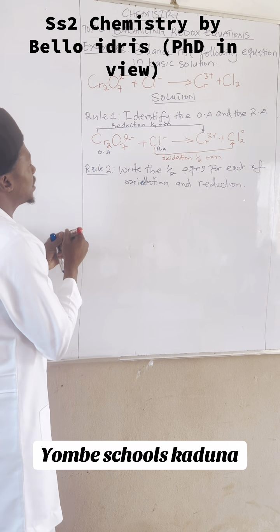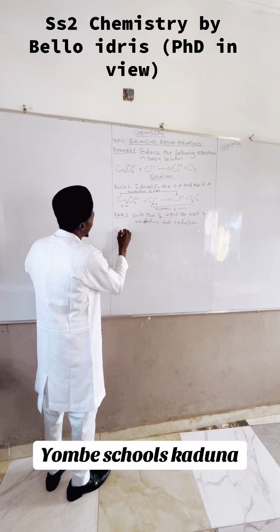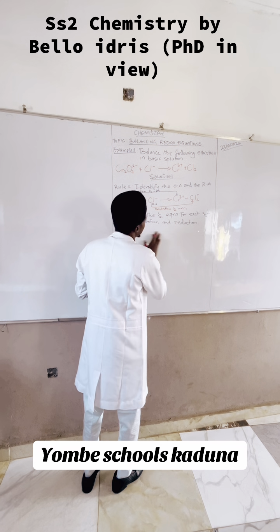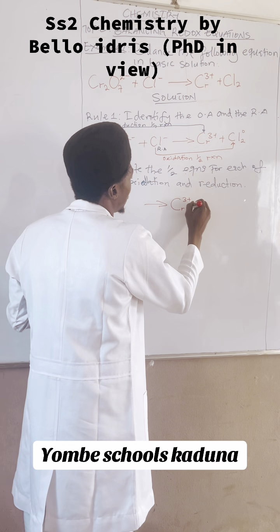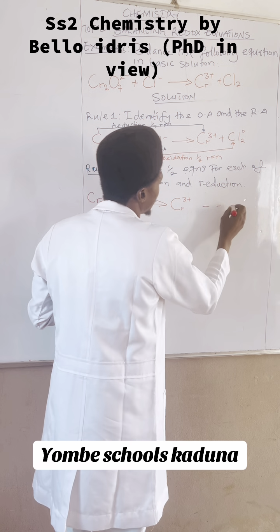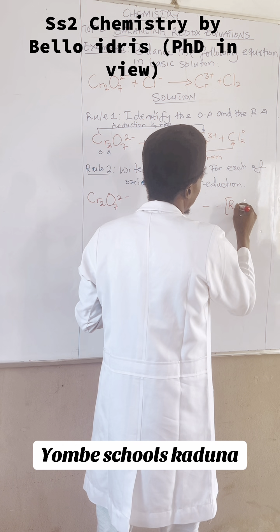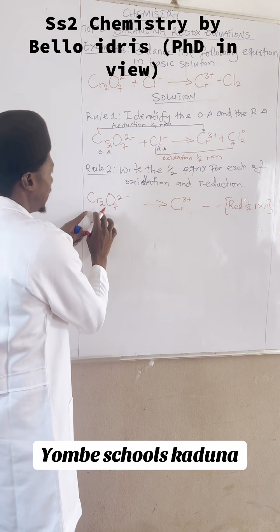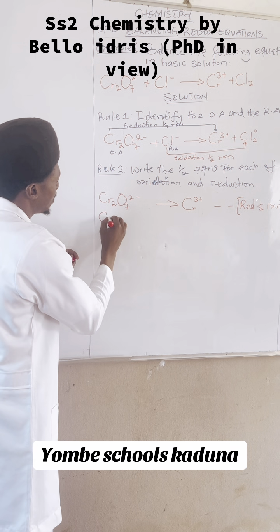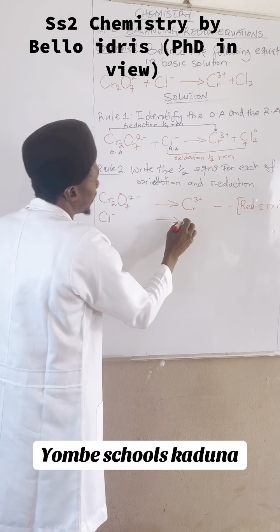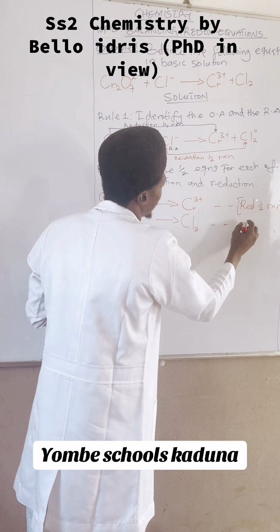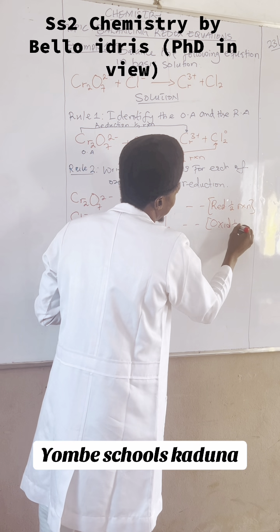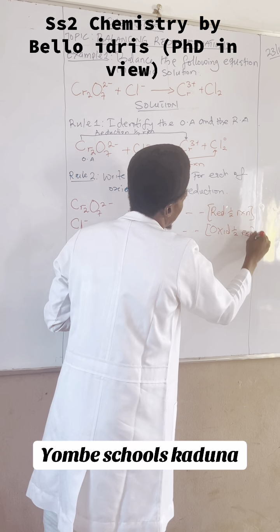The first equation is going to give us Cr2+ arrow Cr3+. Now name this equation as the reduction half reaction. Then we take the other one. The other one is Cl- arrow Cl2. This equation is now what? Oxidation half reaction. Did you all understand this?